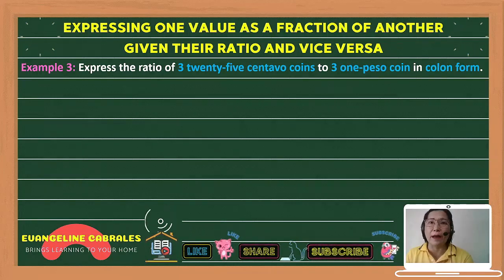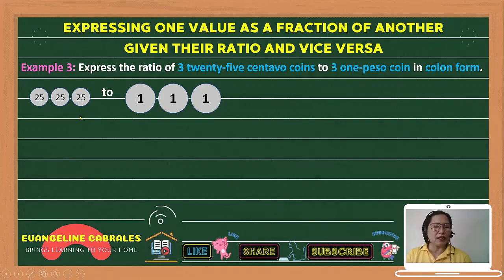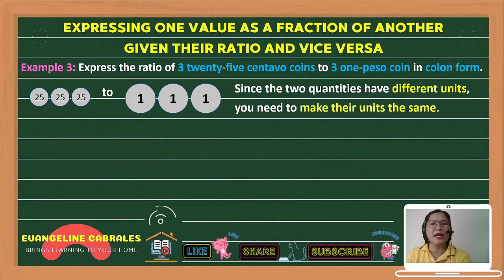Which is really happening. Nangyayari talaga yon na we are comparing entities na magkaiba ang units. So, this is what we're going to do. I use visualization. Tingnan nyo, may 3 25 centavo coins. This is what we're going to compare. 3 25 centavo coins to 3 1 peso coins. So, anong dapat gawin kapag ganyan?